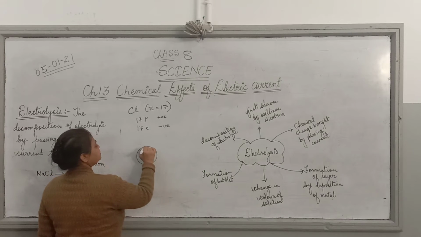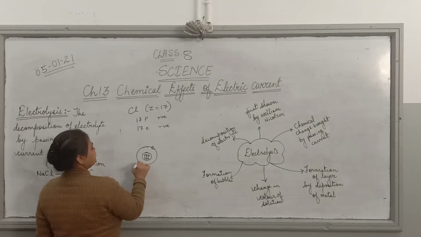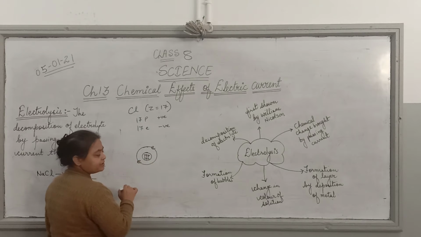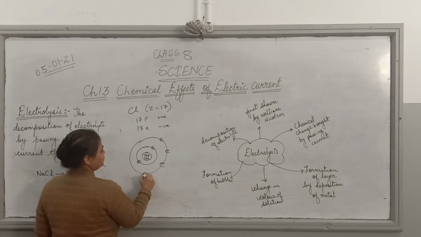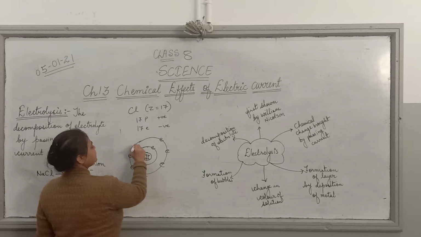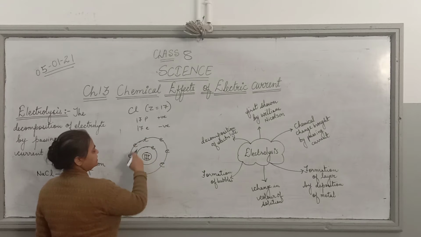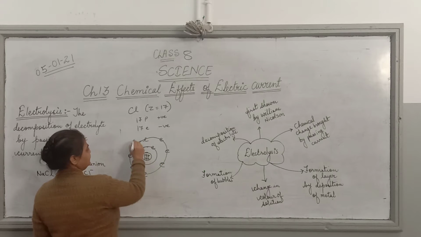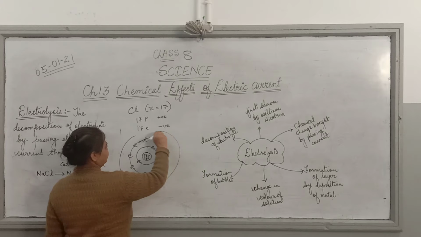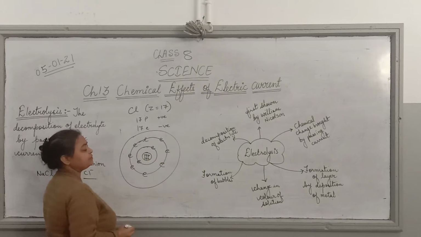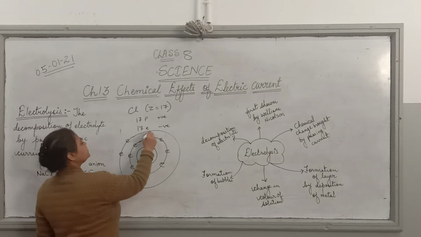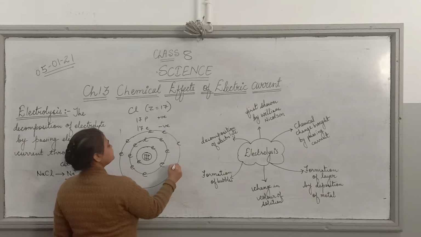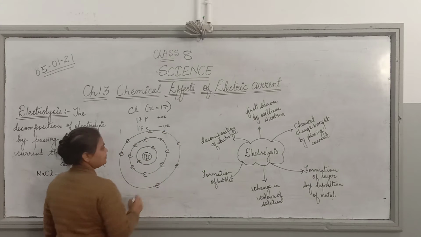Then we arrange the electrons: in the first orbit there should be only 2 electrons. In the second, it can only accommodate 8. So 1, 2, 3, 4, 5, 6, 7 and 8. How many are there now? Total 10. So now the third orbit is there. How many remaining? Total 17 we have to arrange. So 1, 2, 3, 4, 5, 6 and 7.